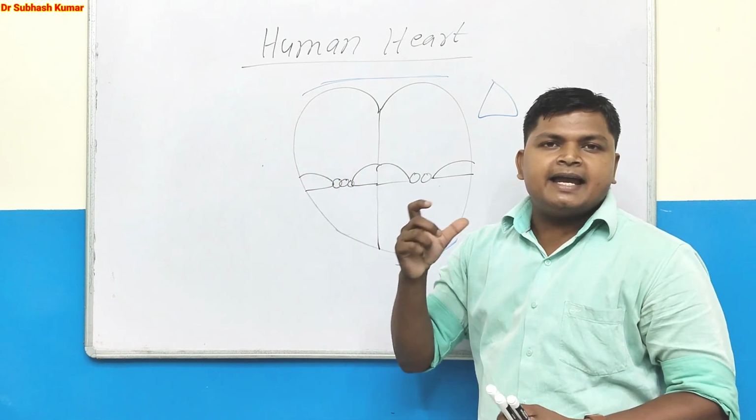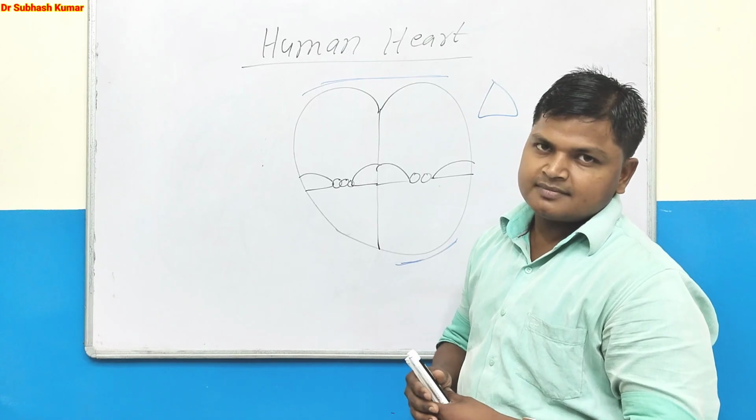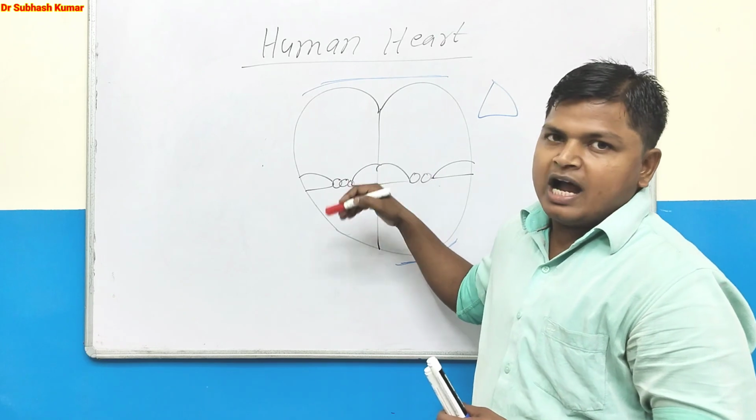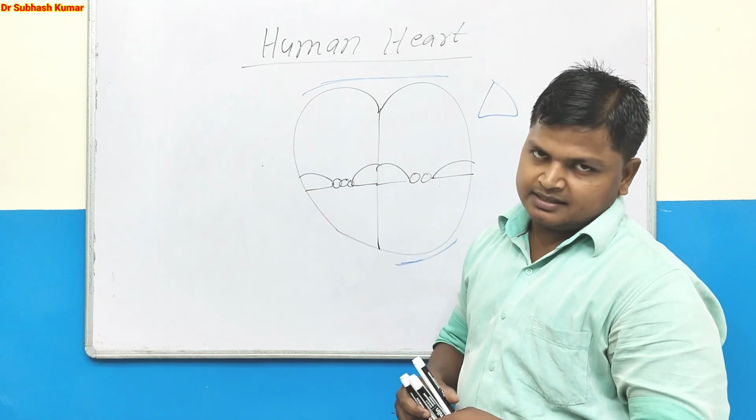Now, the structure of the heart. Its wall is made of three layers. The outer layer is known as the pericardium, the middle layer is known as the myocardium, and the inner layer is known as the endocardium. Now I will discuss the vasculature of the heart.